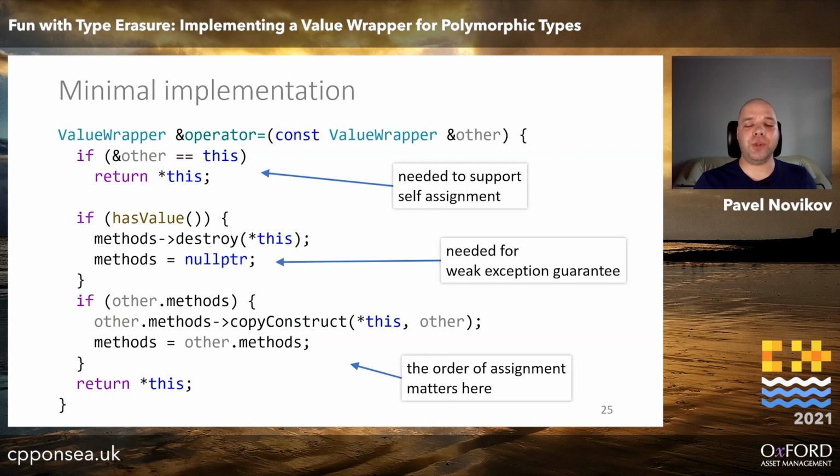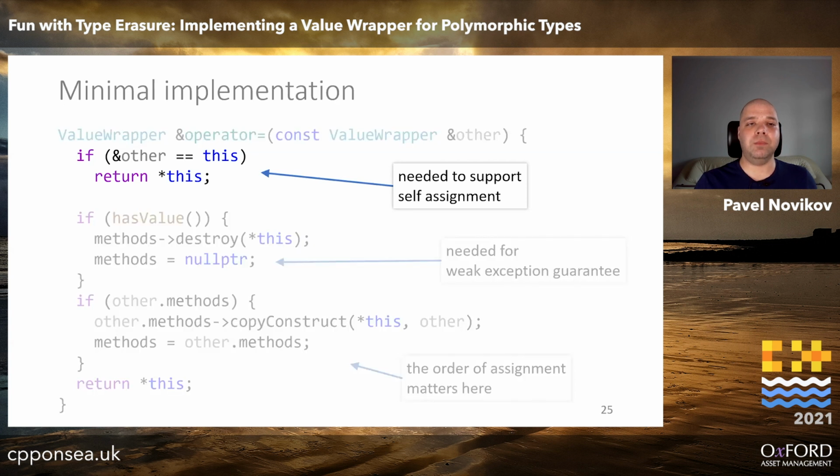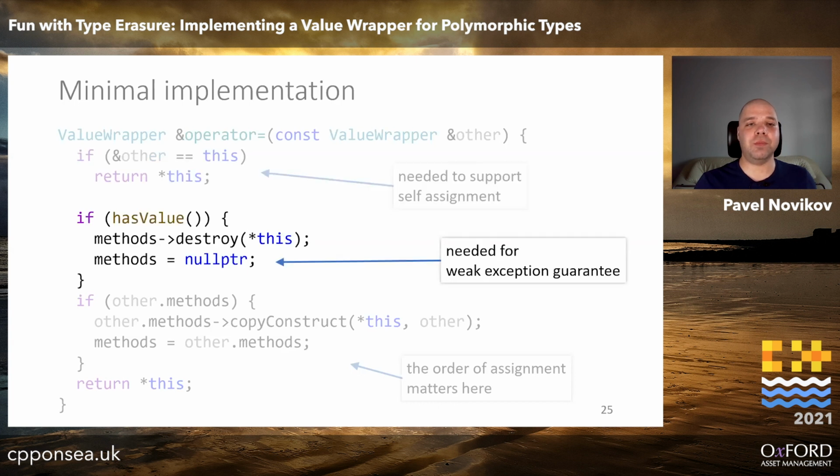And another important special member is the assignment operator. Here we use this contraption to defend against self-assignment. I'm sure this can be done more elegantly, but for the purposes of this talk, I think this will do.